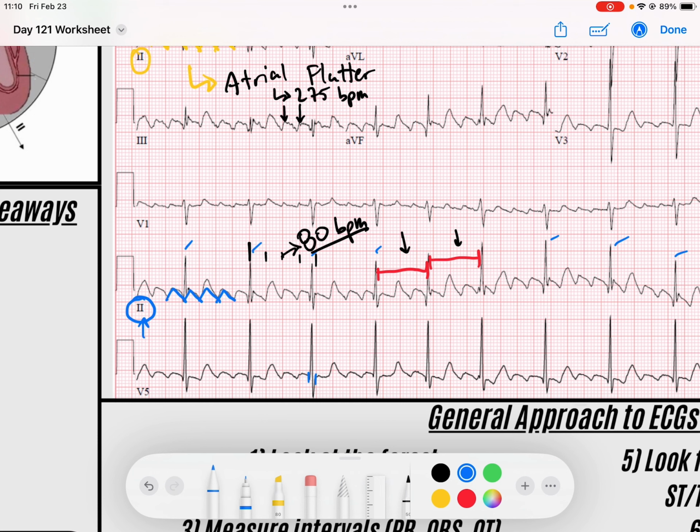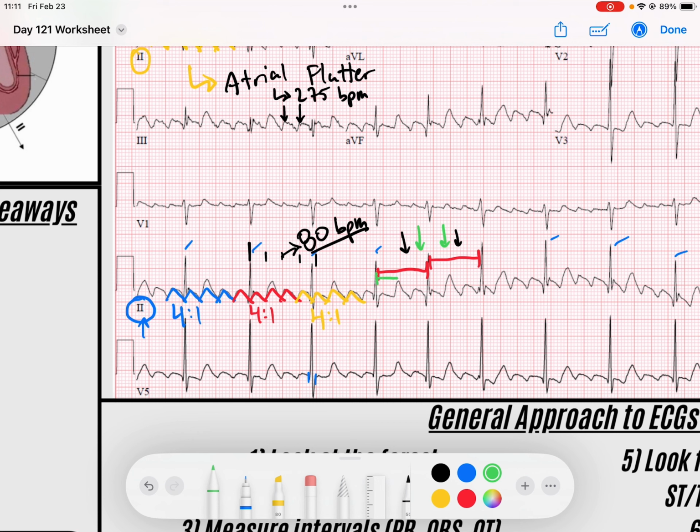And then we're going to start over again. 1, 2, 3, 4. We're going to start again. 1, 2, 3, 4. So in all of these, we've got 4-to-1 conduction, right? This is another 4 atrial flutter waves per 1 QRS, okay? So we have 4-to-1. And then you see, well, maybe what's going on with these more narrow ones, right?